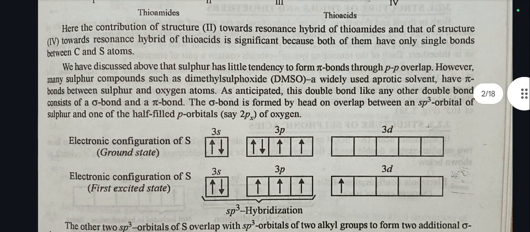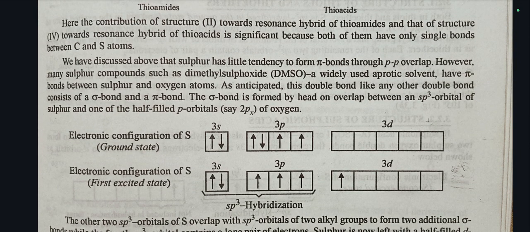We have discussed above that sulfur has little tendency to form pi bonds through pp overlap. However, many sulfur compounds, such as dimethyl sulfoxide, a widely used aprotic solvent, have pi bonds between sulfur and oxygen atoms. As anticipated, the double bond, like any other double bond, consists of a sigma bond and a pi bond. The sigma bond is formed by head-on overlap between an sp3 orbital of sulfur and one of the half-filled p orbitals of oxygen.